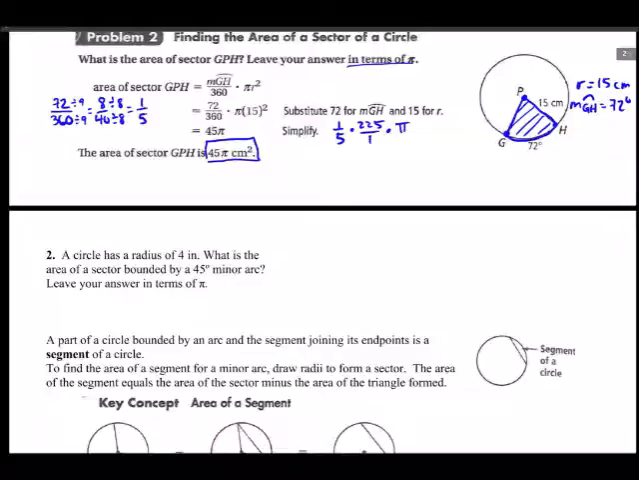And that means it's your turn. We are just moving right through these. Go ahead and pause the video and do the next problem.